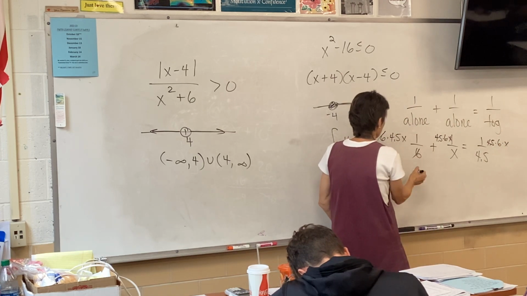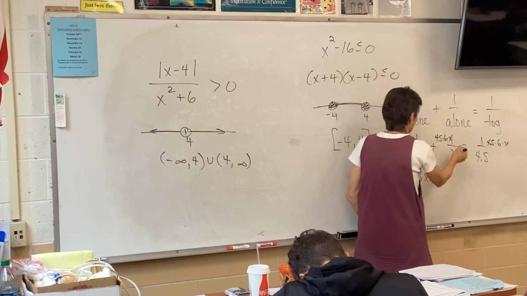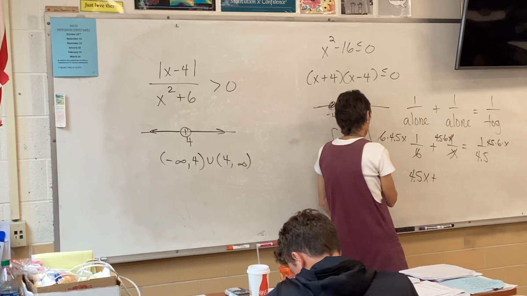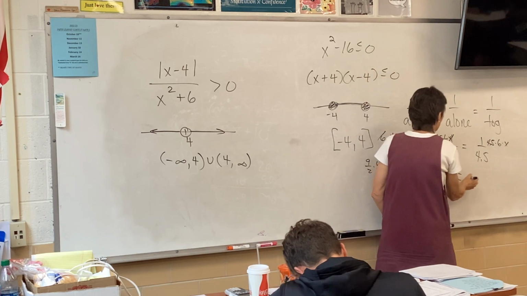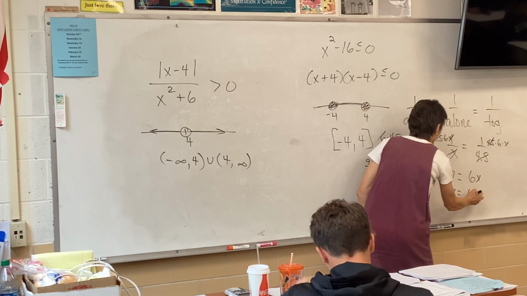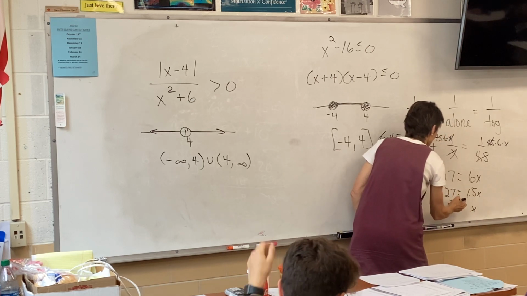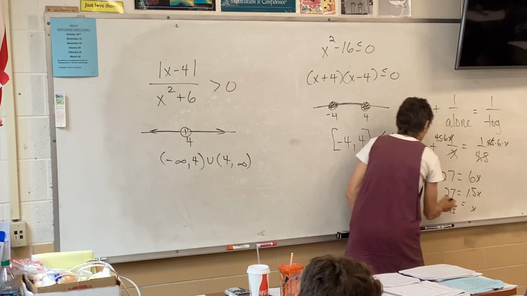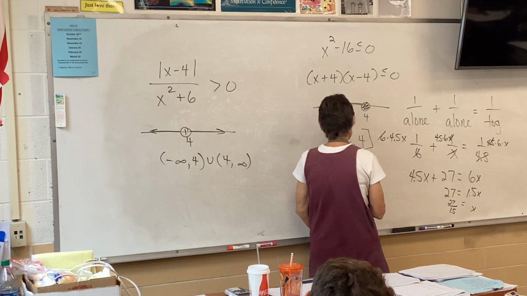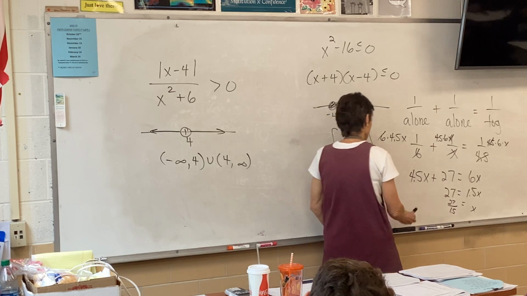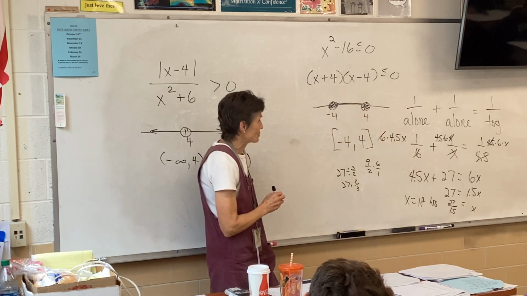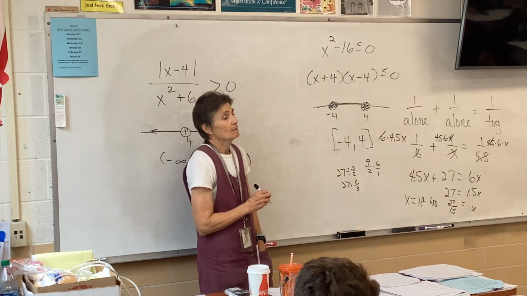So this one's gonna be 4.5X. This one's gonna be, what's 27? And this one's gonna be 6X. So 1.5X equals 27, so 27 divided by 3 halves is 27 times 2. So you get 18? So it takes Ben 18 hours to do the assignment by himself.